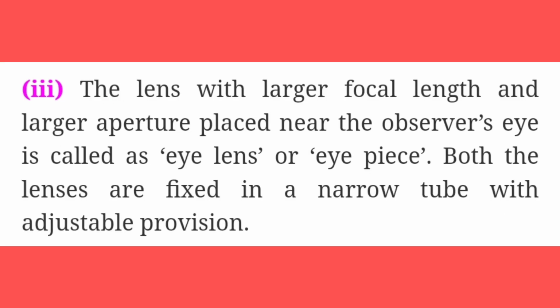Third point, the lens with larger focal length and larger aperture placed near the observer's eye is called the eye lens or eyepiece. Both the lenses are fixed in a narrow tube with adjustable provision.